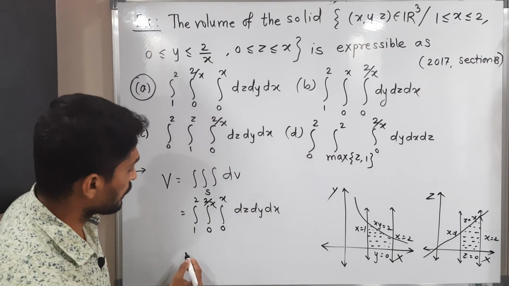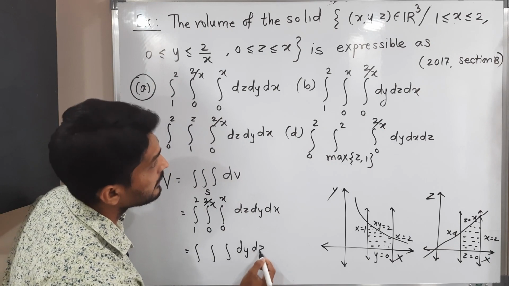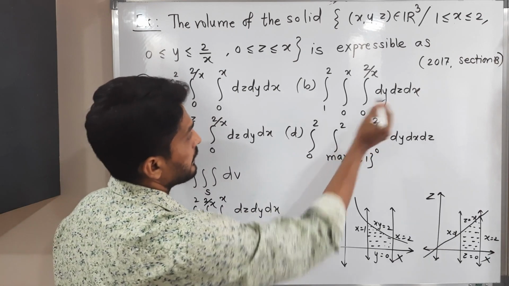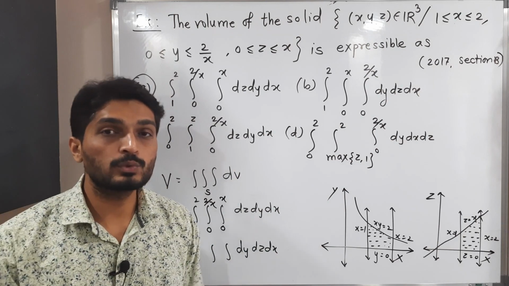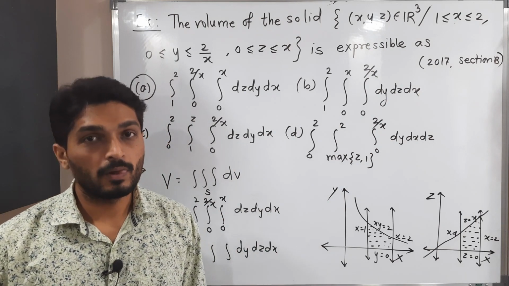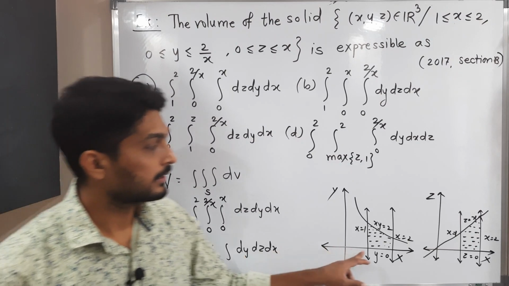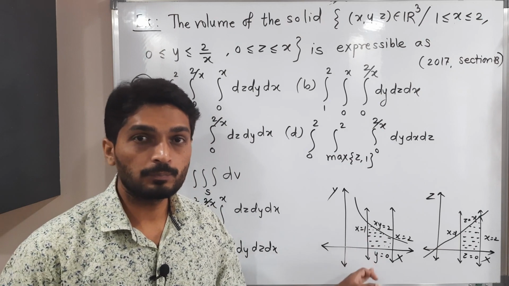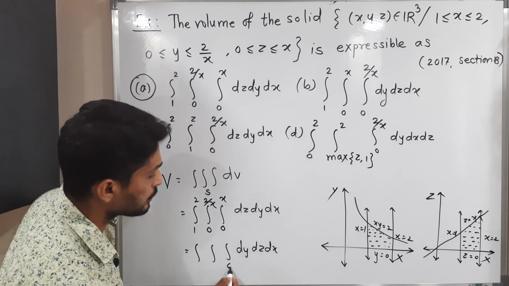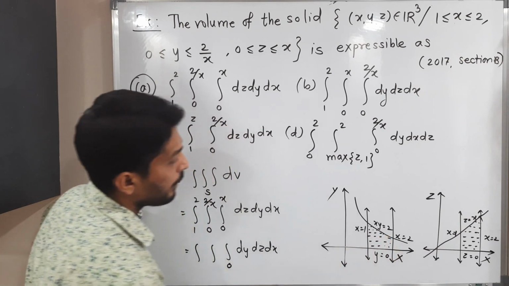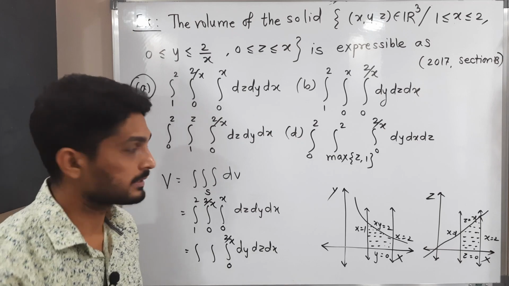Okay. Let us go further. If I write it in this way, dy dz dx, I'm trying for this one. That means first integration with respect to y, next with respect to z, and at the end with respect to x. So with respect to y, if I consider a strip parallel to the y-axis, the strip is bounded below by y equals 0 and bounded above by y equals 2 by x.